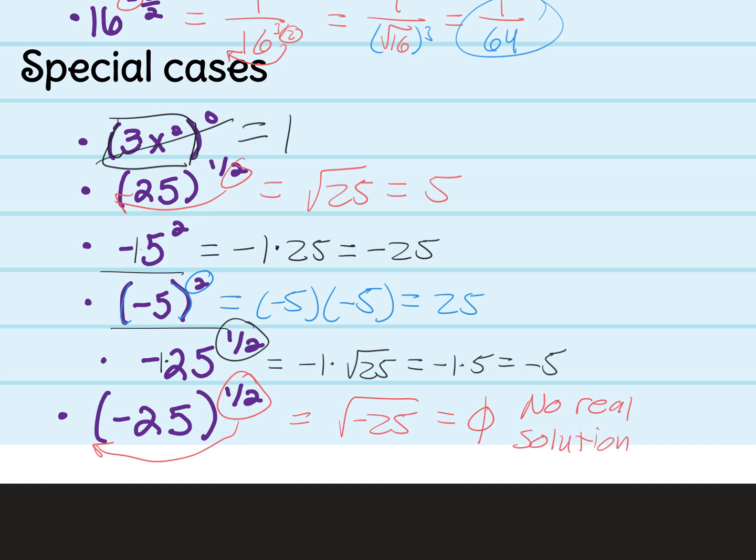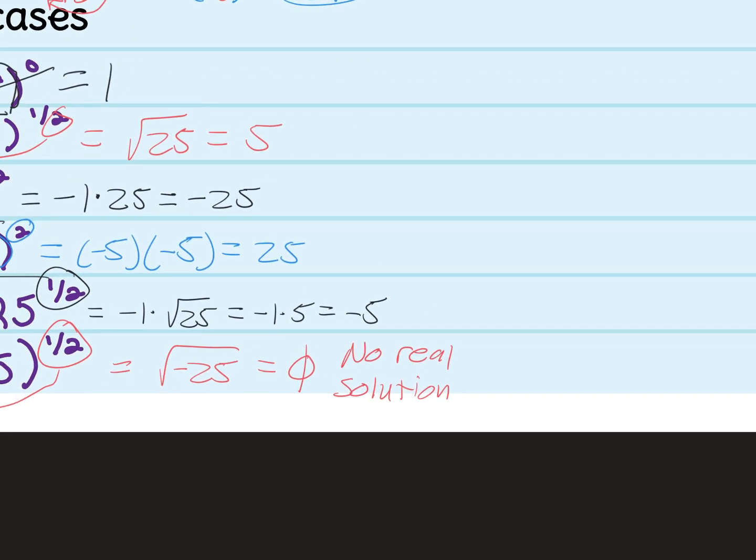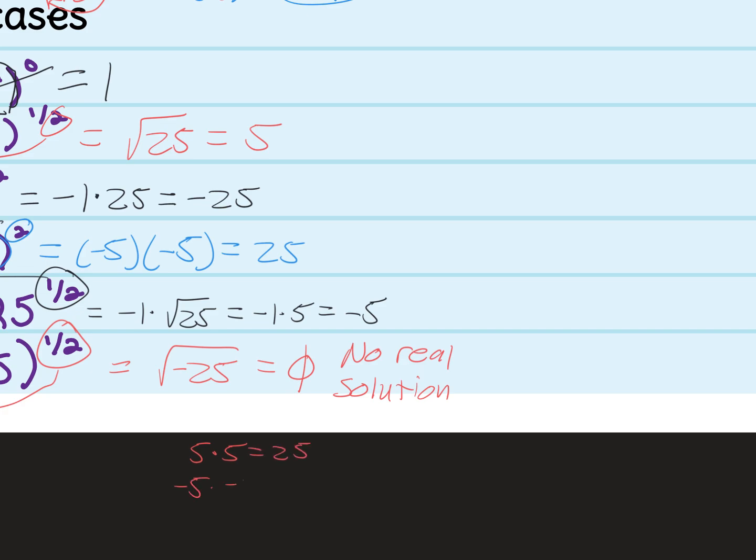Because if you think about it, what number can we multiply by itself to get -25? Well, if you try 5 times 5, that's going to get you positive 25. If you do -5 times -5, again, that's going to get you positive 25. So what can we multiply to get -25? Nothing. This is going to give you no real solution, and this is always going to be the case when your index is even.